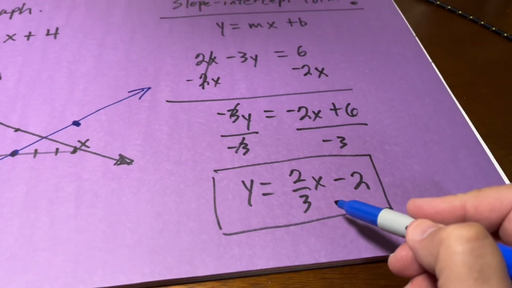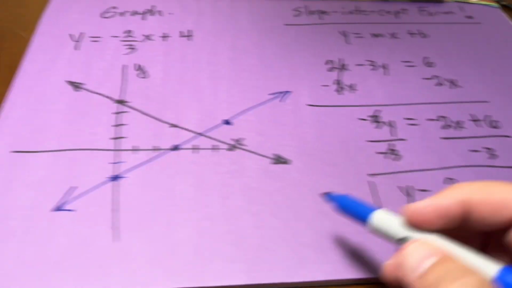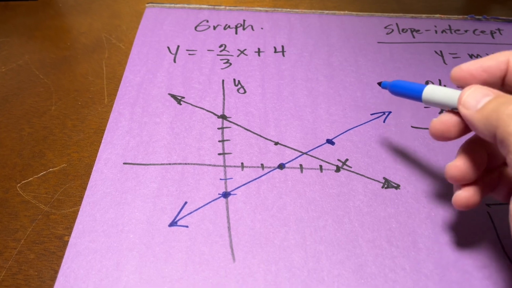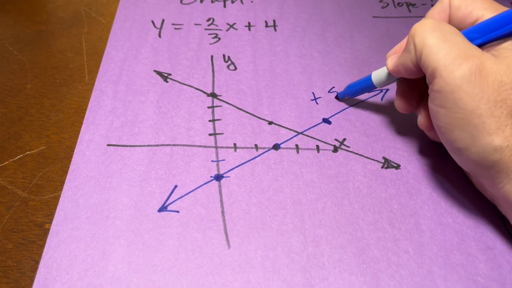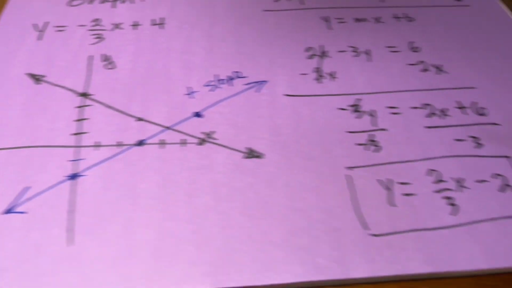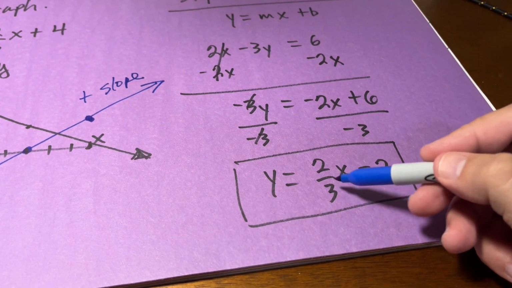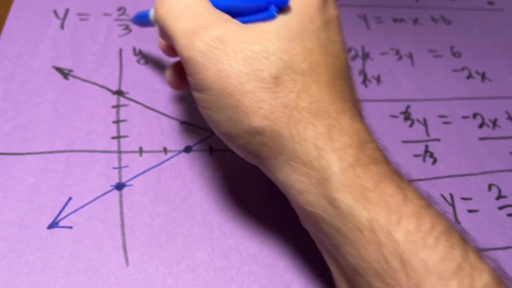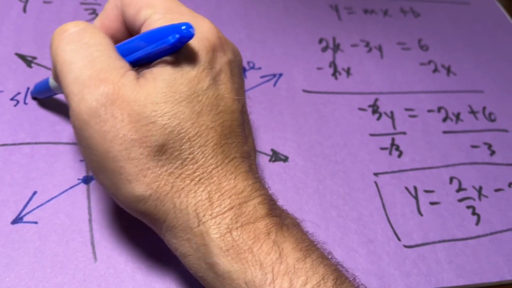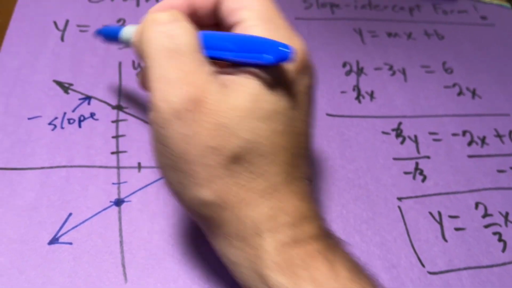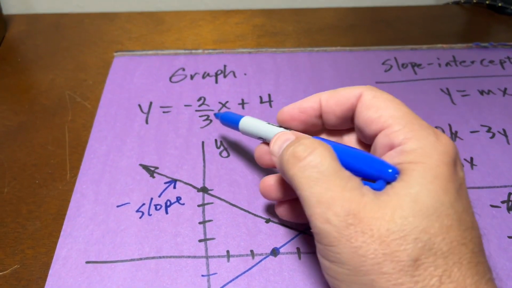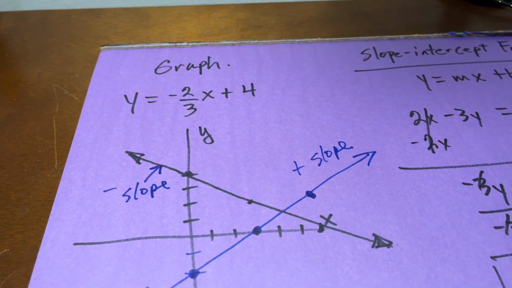So notice this line has a positive slope. So if you're walking left to right, you would be going uphill. So this is a positive slope. And you can see that here, +2/3, a negative divided by negative is a positive. And this is a negative. This is a negative slope right here, because -2/3 is a negative slope.